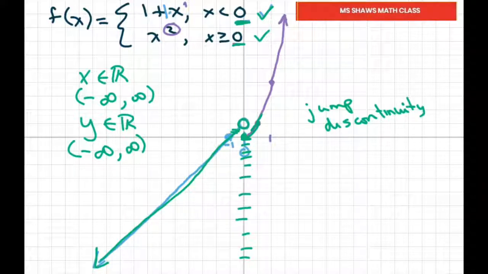We can easily see our intercepts on this graph, thank goodness. So we have an x-intercept at (-1, 0), and a y-intercept, which is also an x-intercept, at (0, 0).